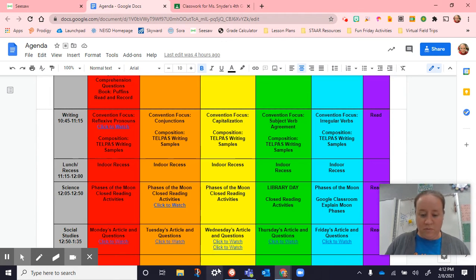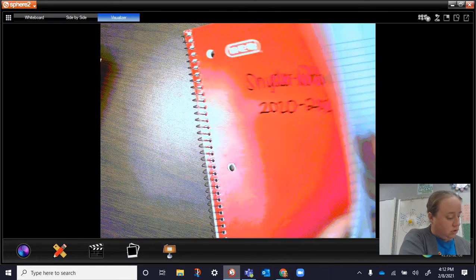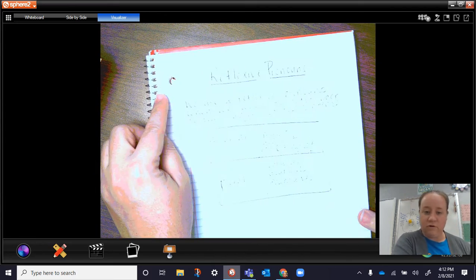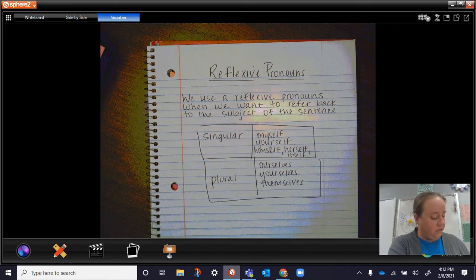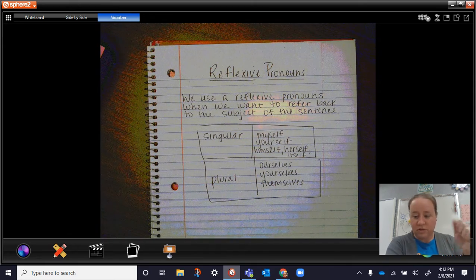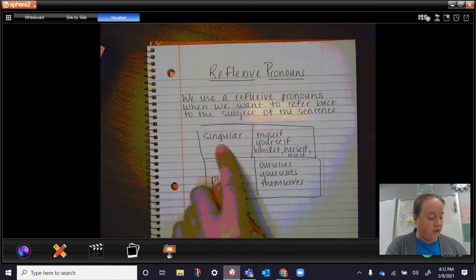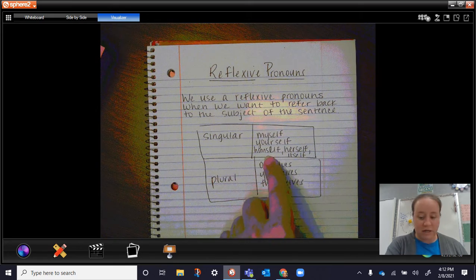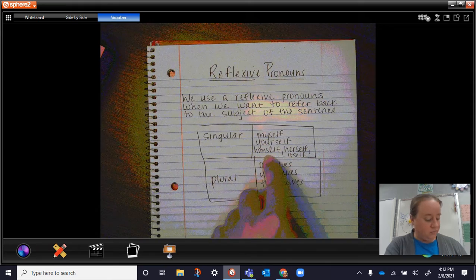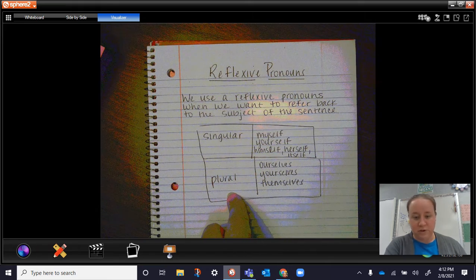So if you open up your notebook to a clean page, we took some notes. We titled it Reflective or Reflexive Pronouns. And it says we use a reflexive pronoun when we want to refer back to the subject of the sentence. So picture like you're holding up a mirror and you're seeing your reflection back to you. It's kind of the same thing. So you have certain pronouns that you're going to use if you're talking about a subject that is singular, and you have some if your subject is plural.